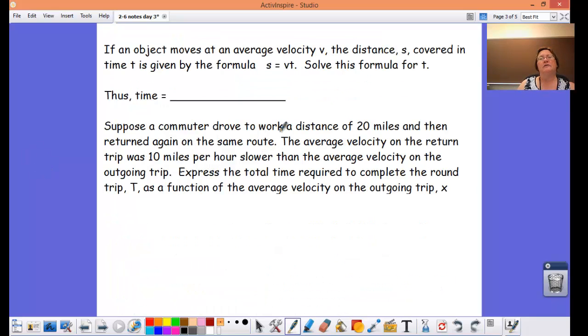Our next application involves a formula that many of us will remember. Distance equals rate times time is how I always learned it, and they are using an S to stand for distance, a V to stand for rate, so velocity. It says that we should solve that formula for T. Well, that would mean dividing by V on both sides. And if that's the case, then time must be equal to distance divided by velocity.